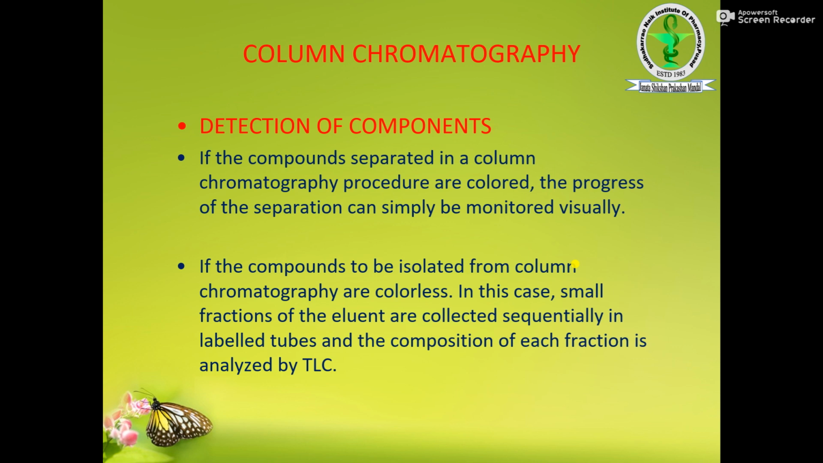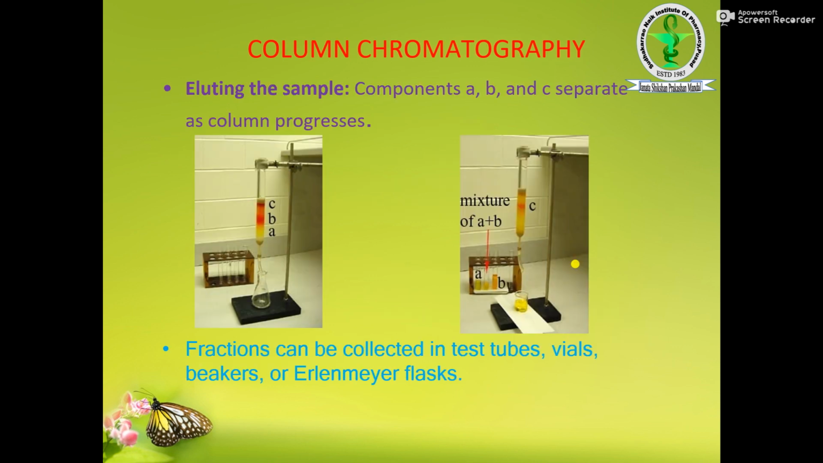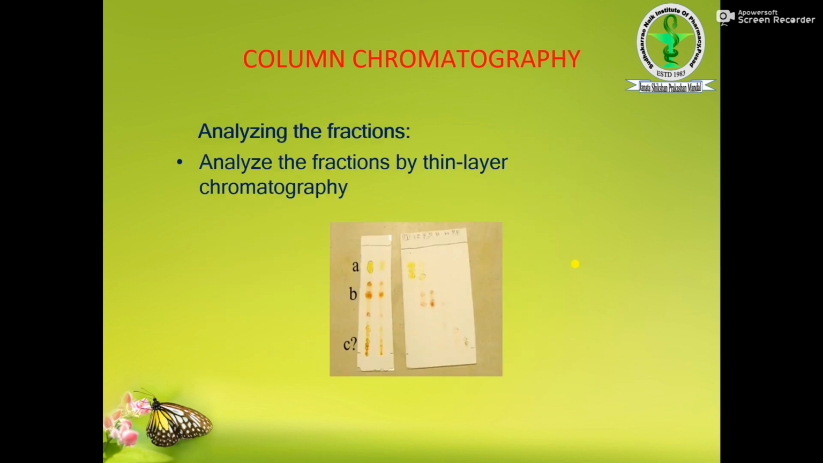Okay, so elution of the sample components, A, B, C separate. Fractions can be collected in test tubes, vials, beakers or Erlenmeyer flasks. Then analysis of the fractions by thin layer chromatography. Here, if you observe, we apply the sample here, and slowly it moves up and then it becomes visible.